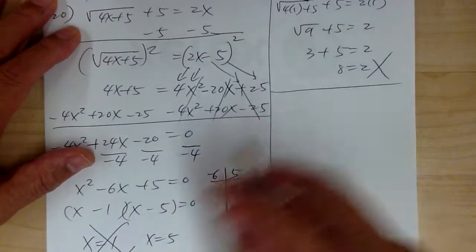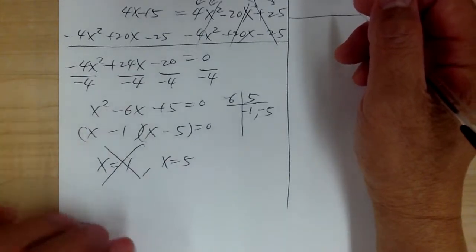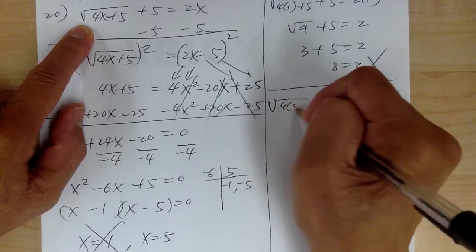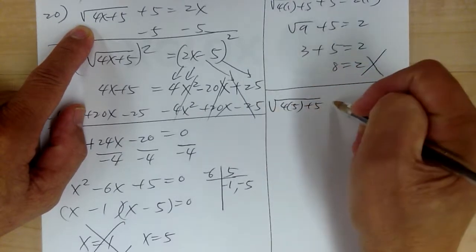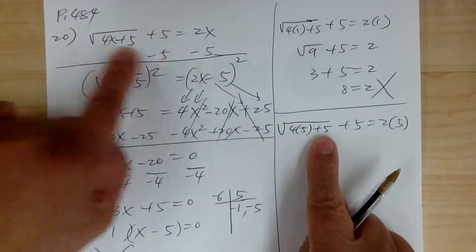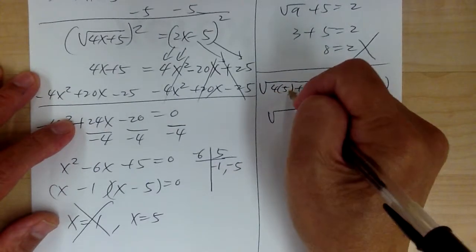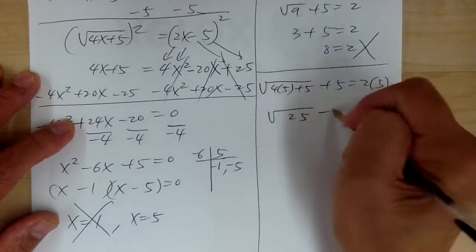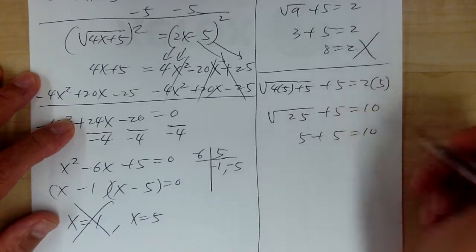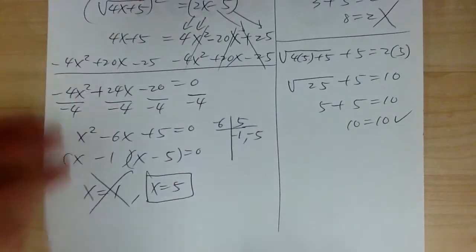Again, you have to check all of them because sometimes both are good, sometimes one is good, one is bad, sometimes both are bad. Okay, so let's go and check the 5. So you got 4 times 5 plus 5 equal to 2 times 5. Again, use your original equation, you substitute the 5 in here. So you're going to get square root of 4 times 5 is 20 plus 5 is 25. Okay, so you're going to get 5 plus 5 equal to 10. So 10 equal to 10. This one checks out, so your answer is 5.